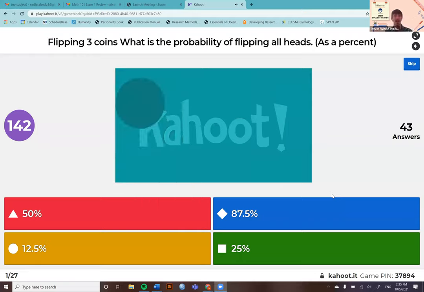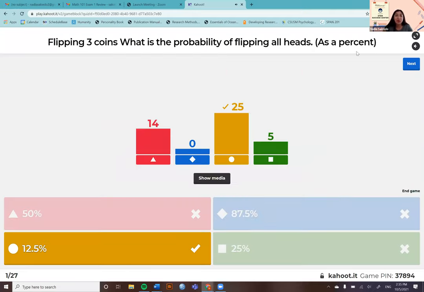I think we can go ahead and move it on. So just press skip. So we got 14 results for 50% and 25 results for 12.5% and a few for 25%. So this is an example where we'd want to go through the problem.